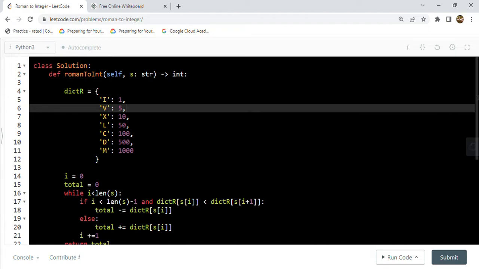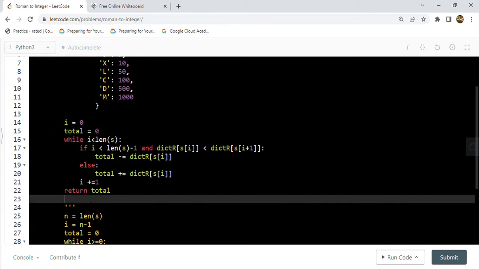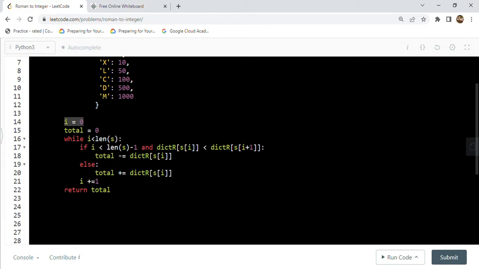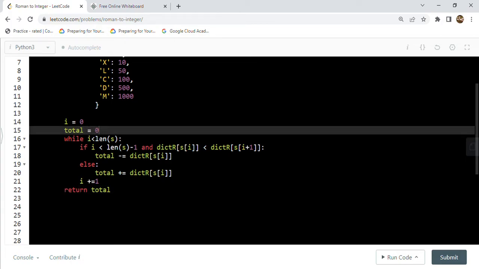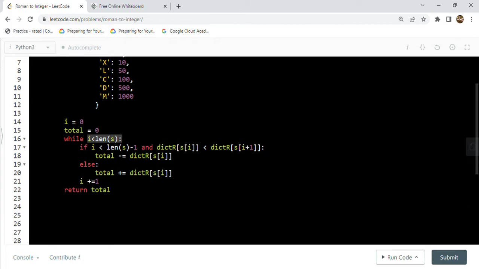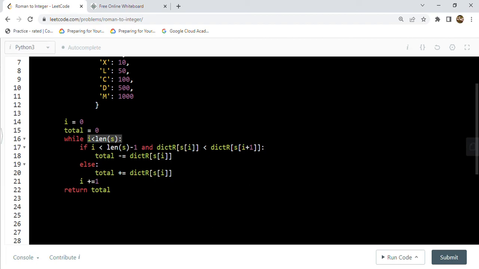Okay, like this. Now here I am traversing from 0 to the last index. So I have first taken i as 0, then total, which we will return at the end. The total value before traversing is 0. I have initialized it with 0. Then the while loop will run till i is less than the length of s, for this complete string.